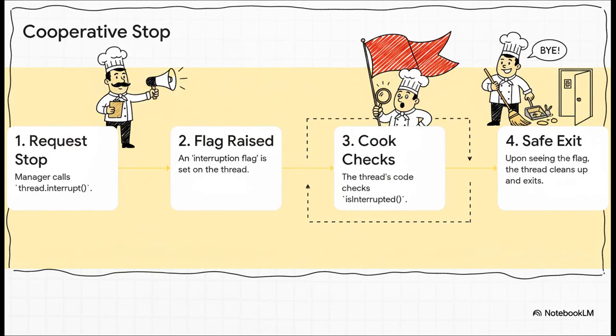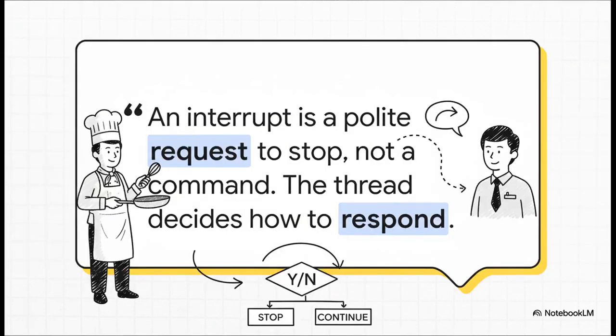And this is pretty much exactly how Java handles it. The manager calling Thread.interrupt doesn't just kill the thread on the spot. All it does is raise a little interruption flag on that thread. Then it's up to the cook, the thread's own code, to periodically check, hey, has my flag been raised? And when it sees that the flag is up, it knows, okay, time for me to clean up my station and shut down safely. This is probably the most important concept to get about interruption. It's a cooperative model. The manager asks the cook to stop. They don't physically drag them out of the kitchen. The thread itself is always in control of its own shutdown process.